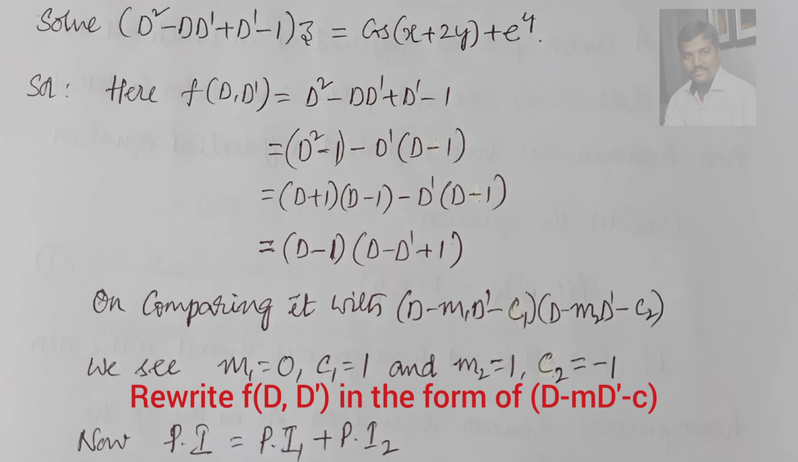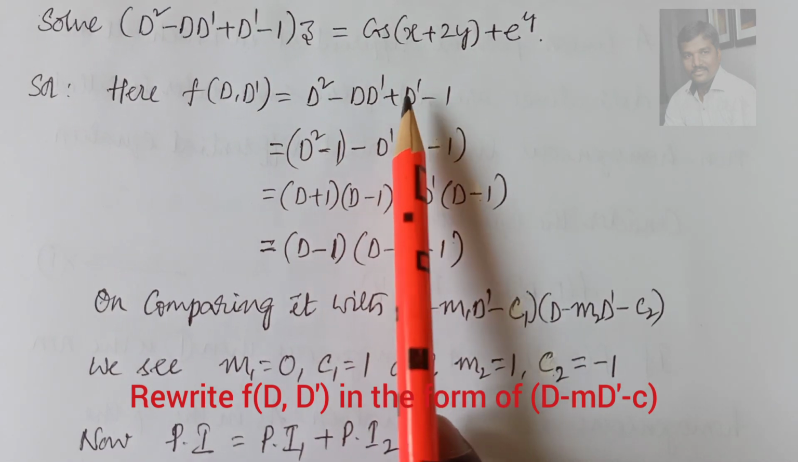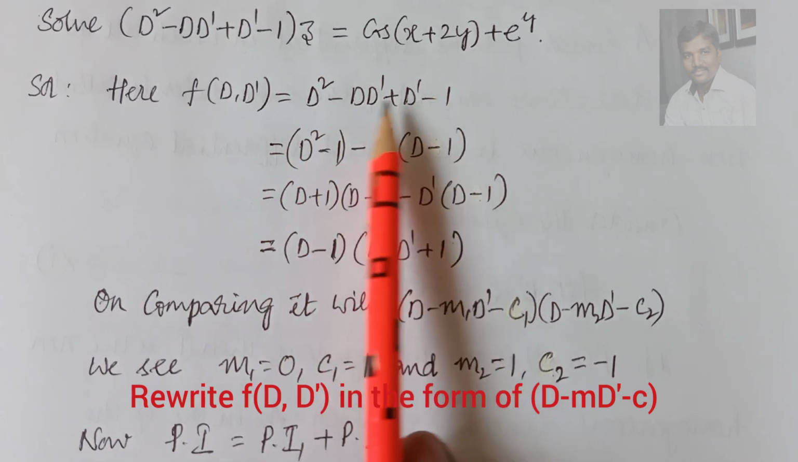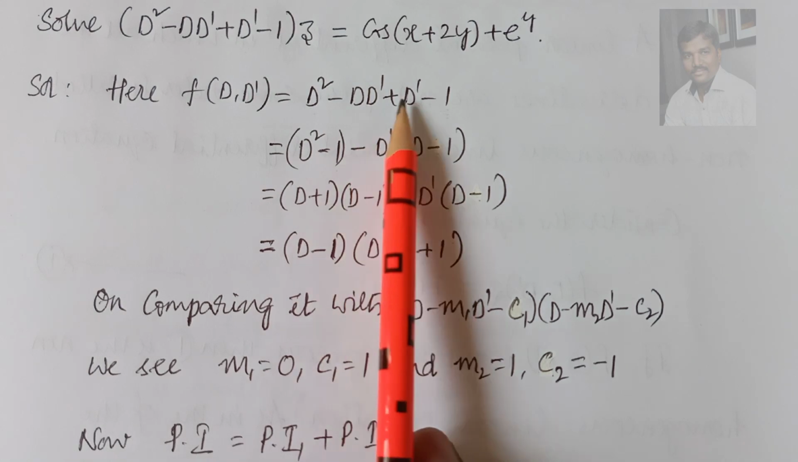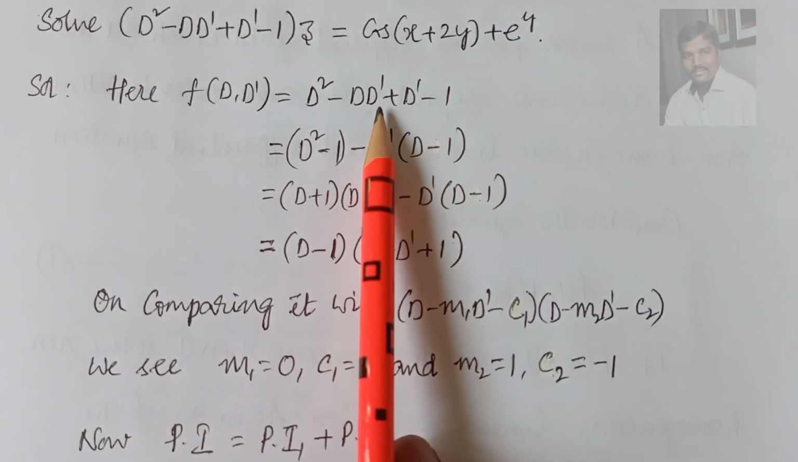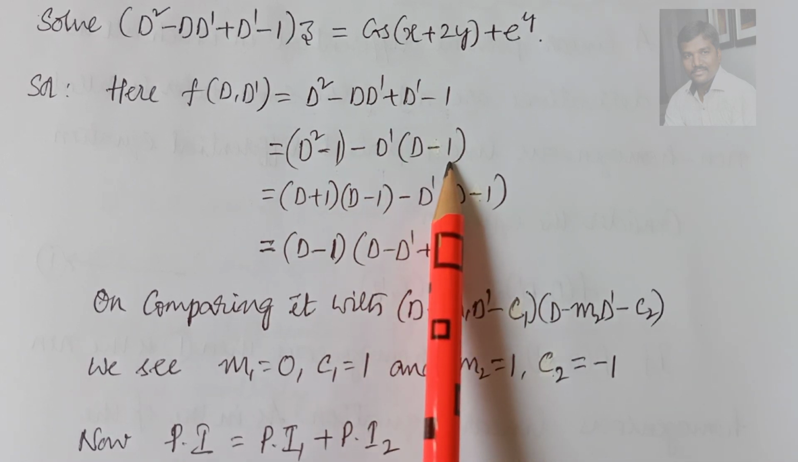Okay, (D − m1 D′ − c1)(D − m2 D′ − c2). In that form we have to rewrite this if possible. Let us check. For that, first I am taking D² − 1 from these two terms, and from these two I am taking D′ common, minus D′ common, so into (D − 1).